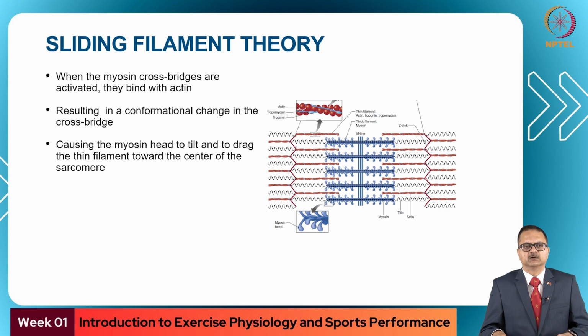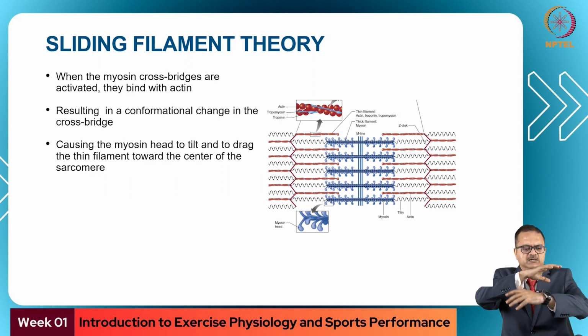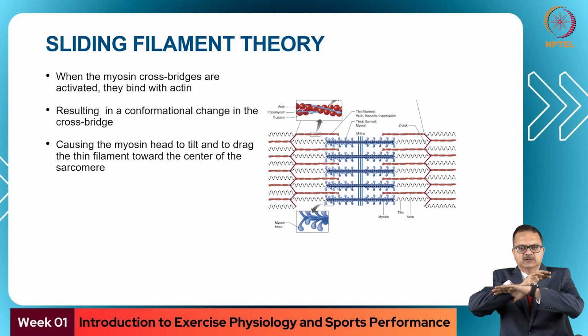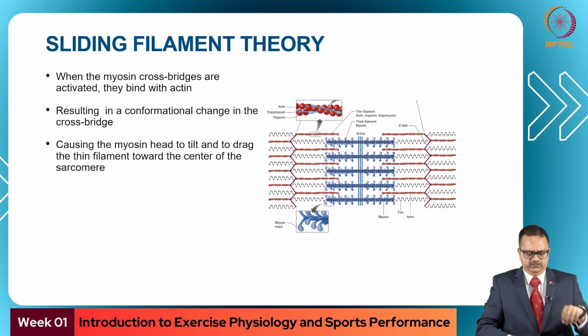Now let's talk about something called the sliding filament theory. There are myosin cross bridges. When they are activated, they bind with actin. These are the actin fibers and these are the myosin fibers. When the myosin cross bridges are activated, the myosin slides over the actin and continues to keep sliding. This causes what is called the sliding filament. It starts and keeps on sliding. Basically, the myosin filament keeps sliding over the actin filament.